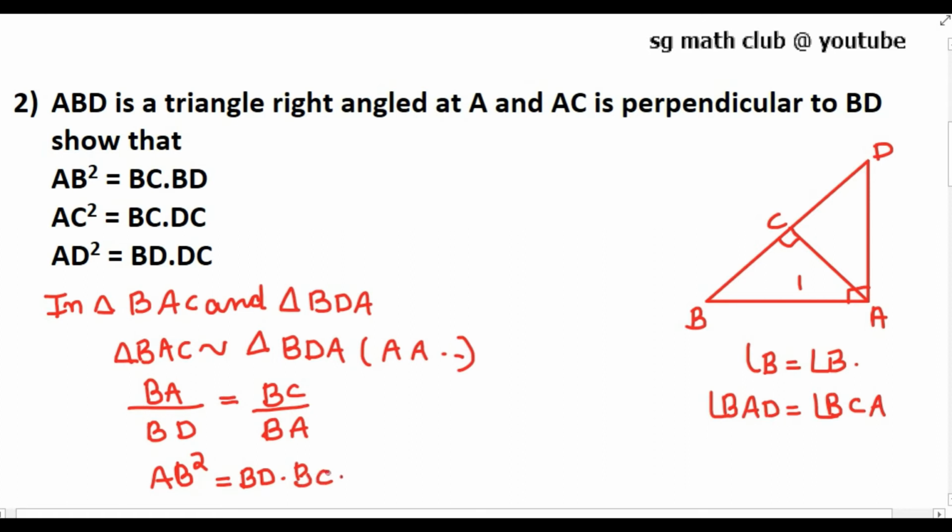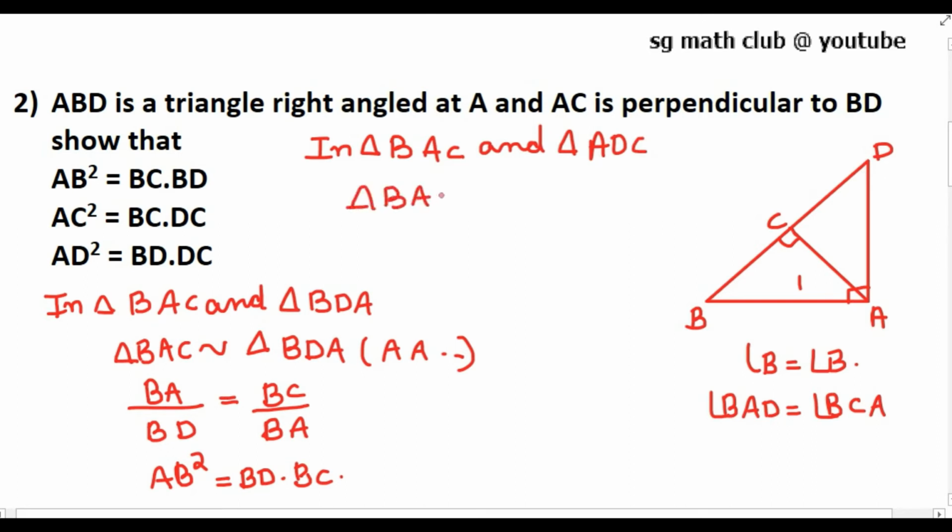Now next we need to prove AC square is equal to BC into DC. Here we can use the two triangles BAC and ADC. These two small triangles we can use because BC and DC are there. So I am going to use the small triangles. In triangle BAC and triangle ADC, these two triangles, again, are similar.